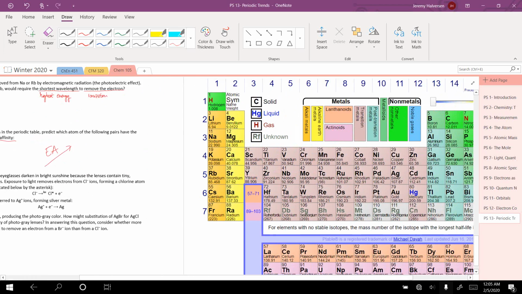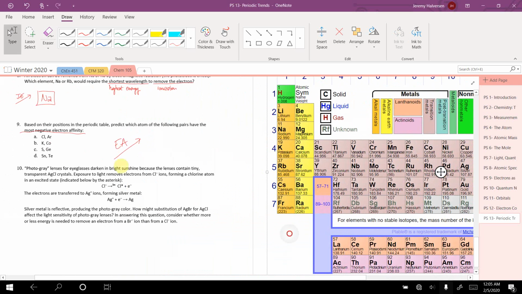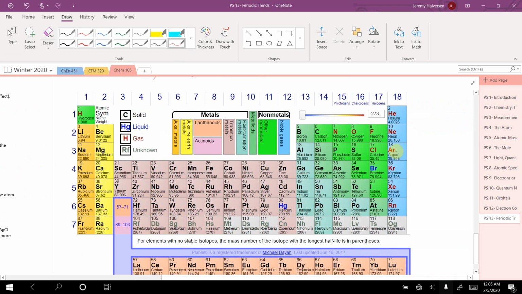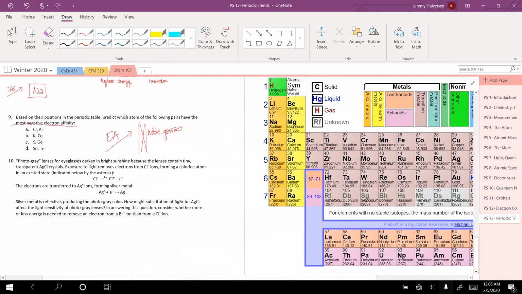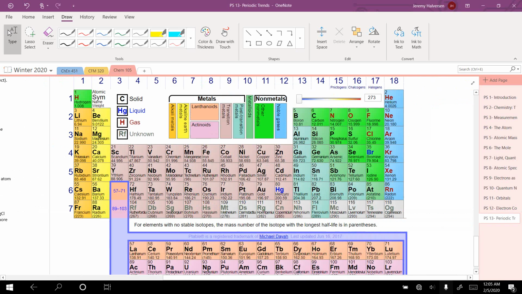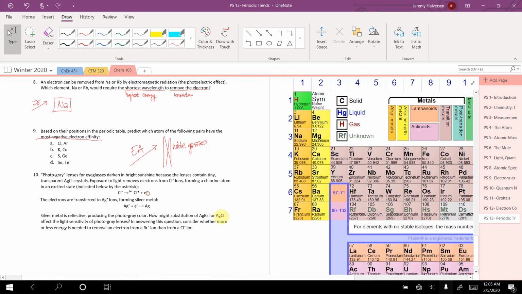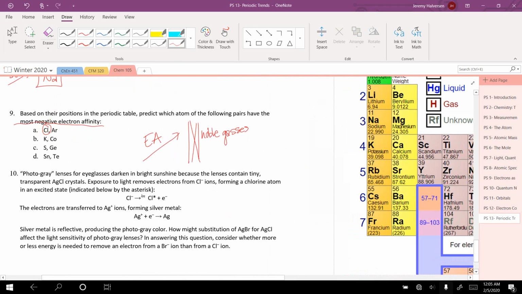This is a good opportunity as well. Electron affinity increases up and to the right, but not for the noble gases. How much does argon want to gain an electron? Well, if it gains an electron, it's going to have to open up a whole new energy level. That's not energetically beneficial. So the noble gases are actually exceptions to that up and to the right rule. So we've got chlorine and argon. Chlorine is going to have a higher electron affinity because argon doesn't want to gain any electrons.